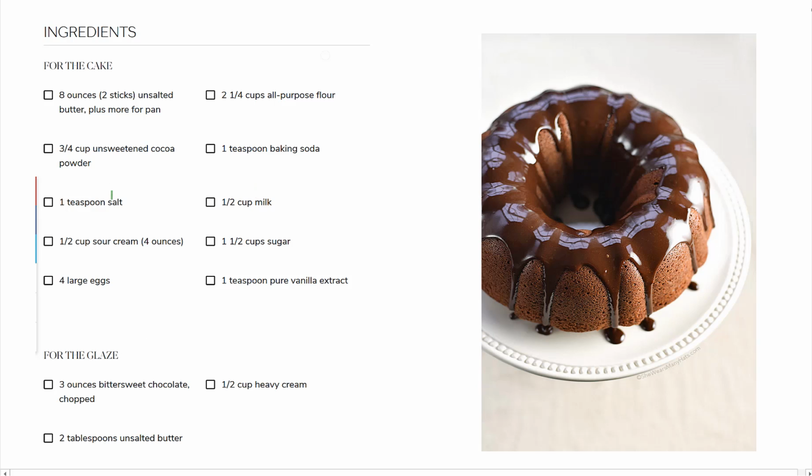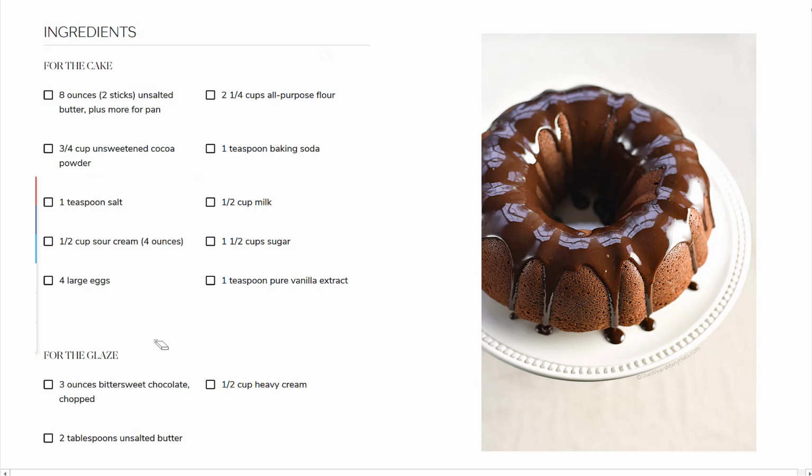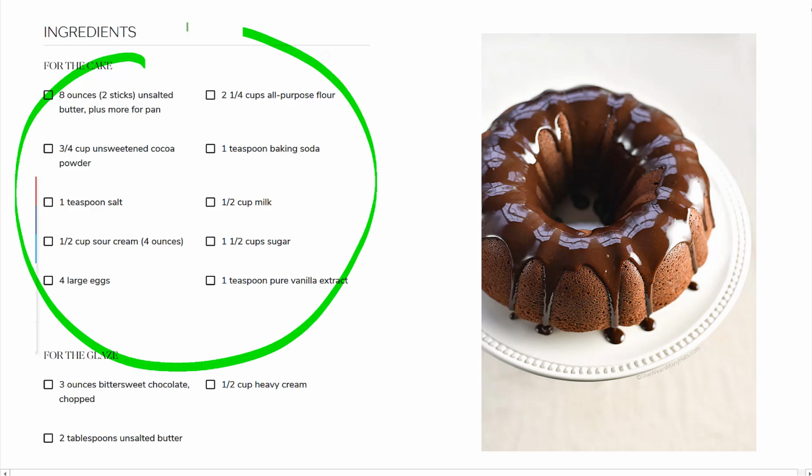Maybe instead of adding 1 teaspoon of salt and 8 ounces of butter, you flip it, right? You add 8 ounces of salt and then 1 teaspoon of butter. You're not going to get a cake. You're going to get a mess. To get this cake, the thing that you want, it's very important that you add these specific ingredients, and not only do you have to add these ingredients, but you have to add them in the right amounts.